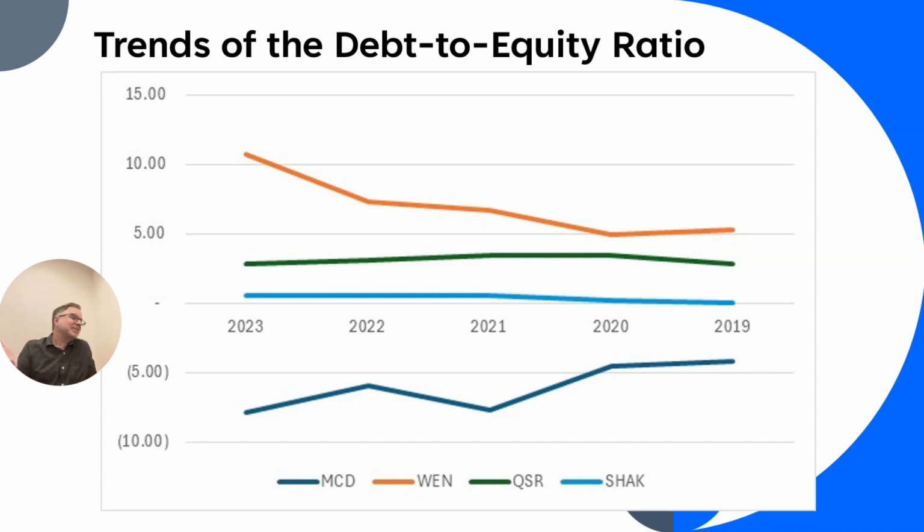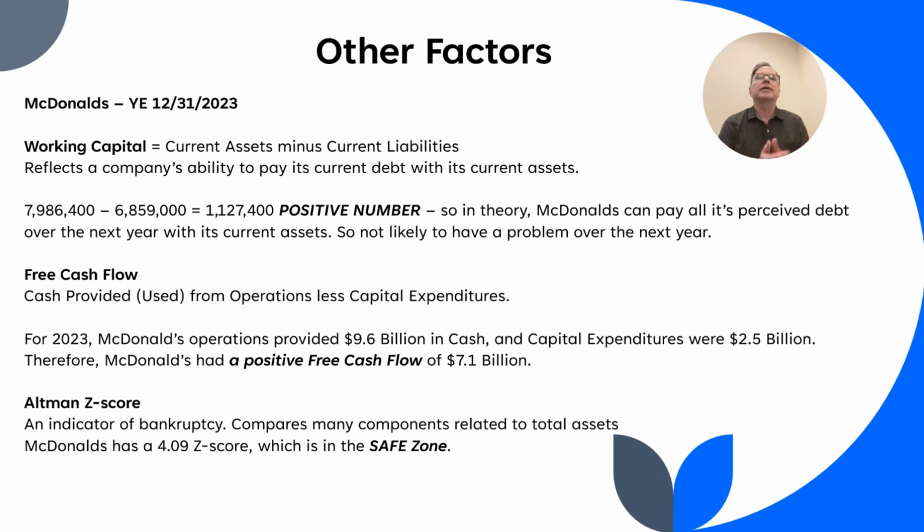Well, it's told us essentially that McDonald's and Wendy's definitely had to borrow to get through the COVID experience. But let's look at some other factors as to why maybe we shouldn't worry about this negative number at McDonald's. So let's look at the other factors. McDonald's year end, 12/31/23.